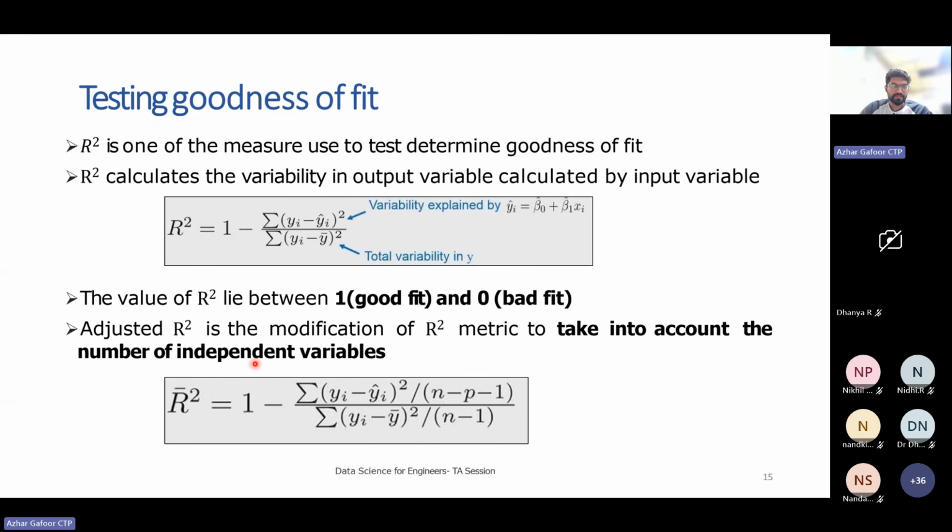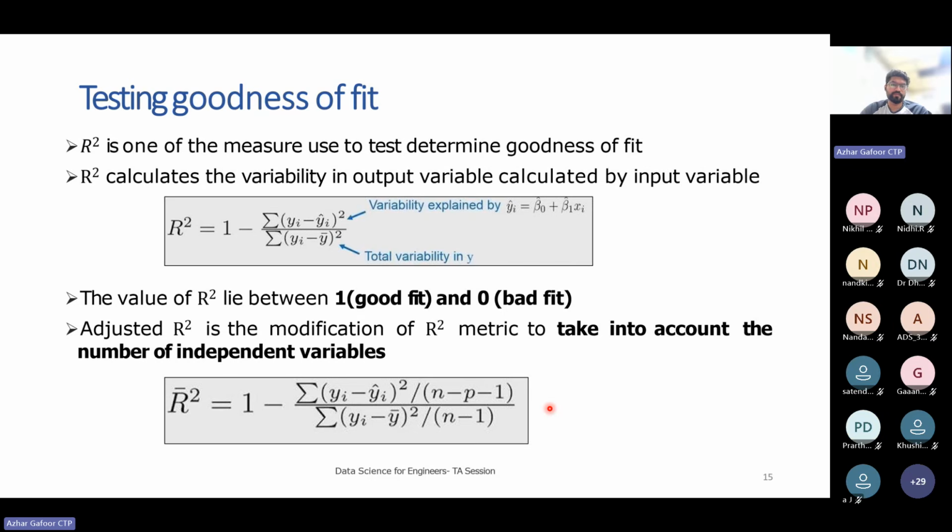So this is another equation for the same, the adjusted R square value, which also takes into account the number of independent variables. If you have n as the total number of observations, then p becomes the number of independent variables.